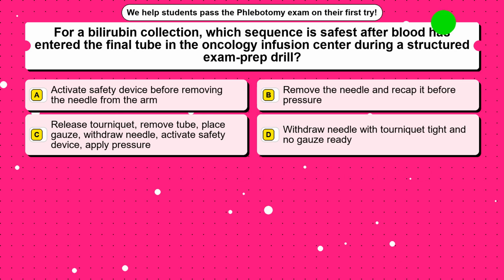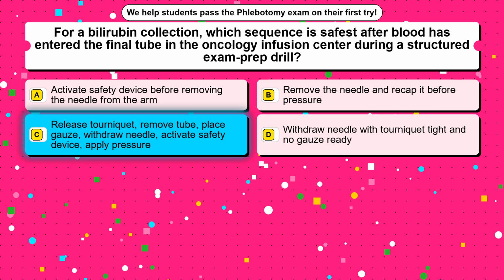Question 68. For a bilirubin collection, which sequence is safest after blood has entered the final tube in the Oncology Infusion Center during a structured exam prep drill? Option A. Activate safety device before removing the needle from the arm. Option B. Remove the needle and recap it before pressure. Option C. Release tourniquet, remove tube, place gauze, withdraw needle, activate safety device, apply pressure. Option D. Withdraw needle with tourniquet tight and no gauze ready.